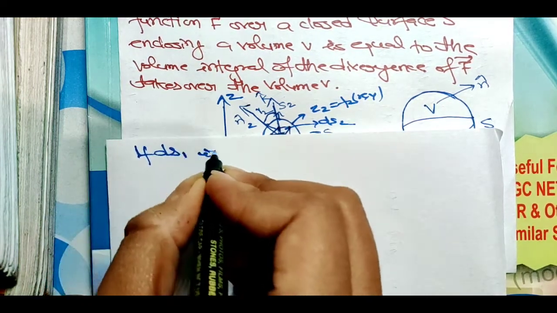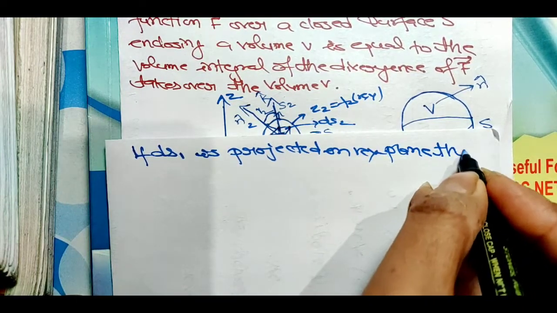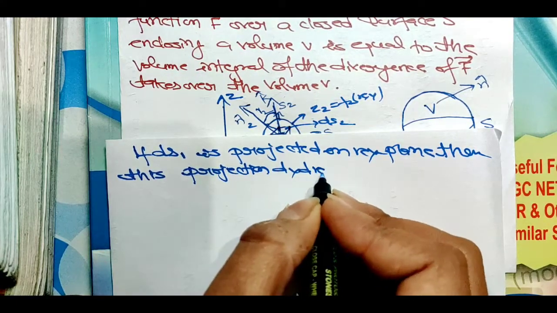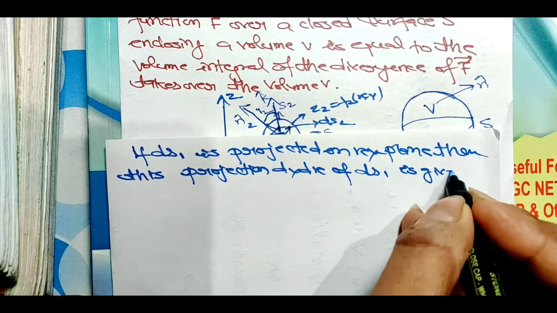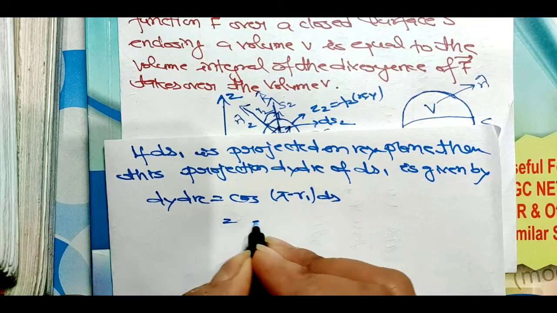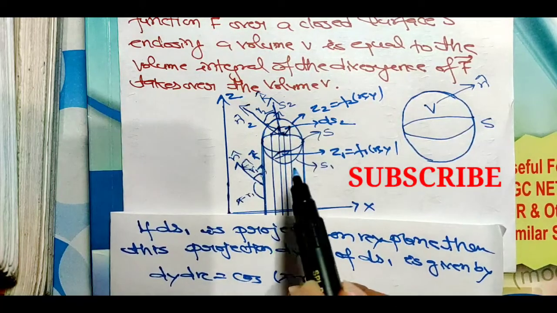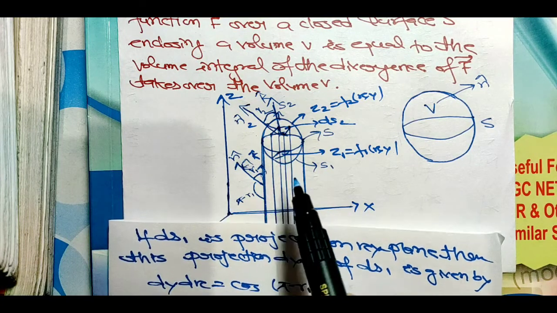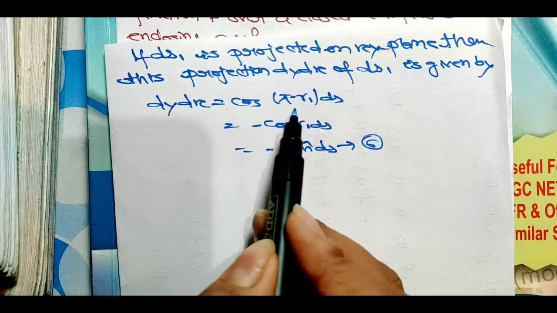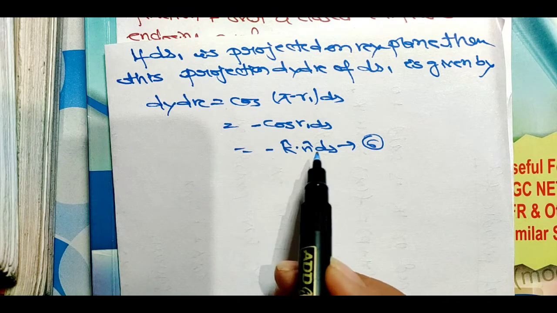And if dS1 is projected on the xy plane, then the projection dy dx of dS1 is given by dy dx equals cos of pi minus gamma 1 dS. This is minus cos gamma 1 dS, which is minus k cap dot n cap dS. Call it equation 6. So, this elementary area is dS1. If this is projected here, then it makes an angle pi minus gamma 1. Then dy dx equals cos of pi minus gamma 1 dS, which gives minus cos gamma 1 dS, and cos gamma 1 equals k cap dot n cap. I made you understand this earlier also.